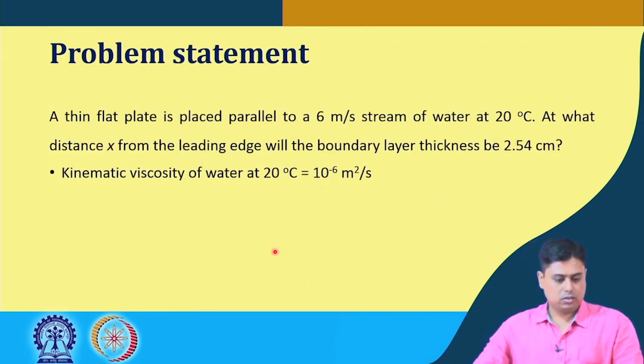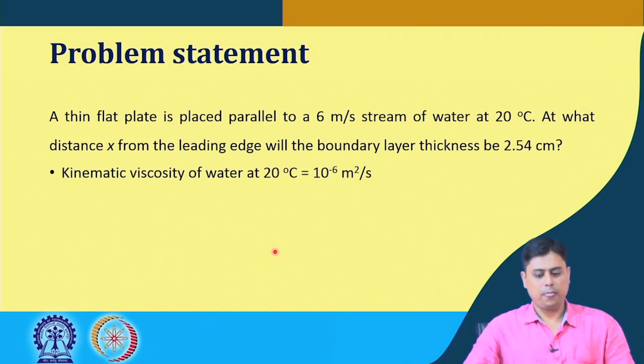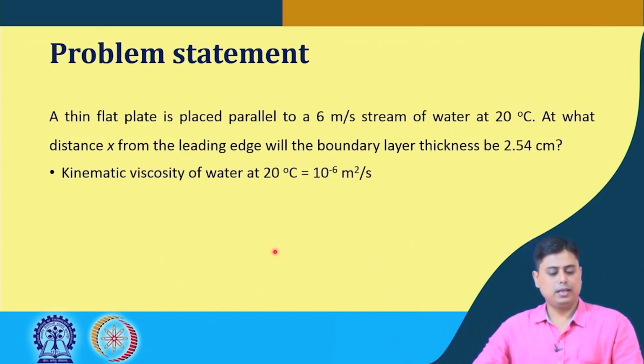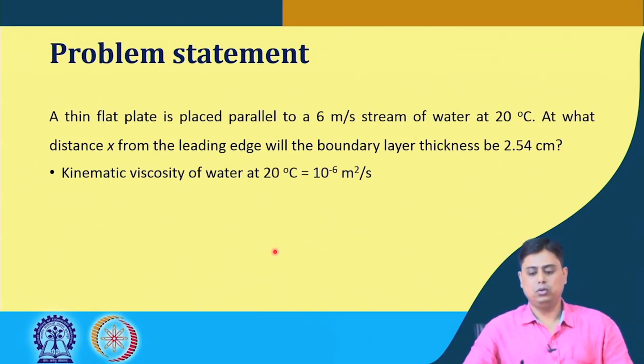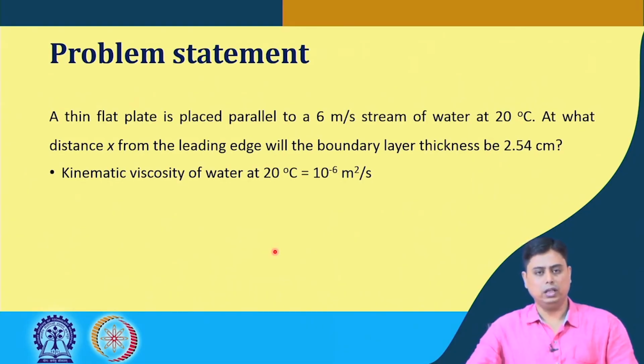Now, let us quickly have a look at a different problem. The problem says that a thin flat plate is placed parallel to a 6 meter per second stream of water at 20 degrees centigrade. At what distance x from the leading edge will the boundary layer thickness be 2.54 centimeter, or 1 inch? So, this is the problem statement.